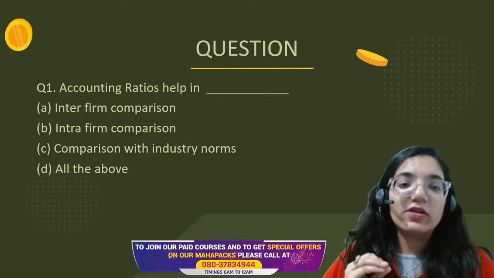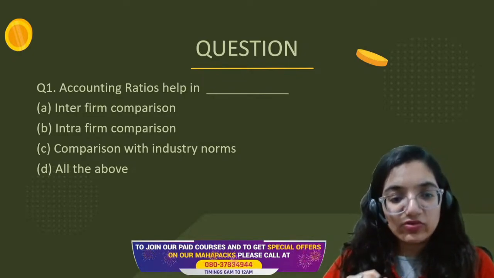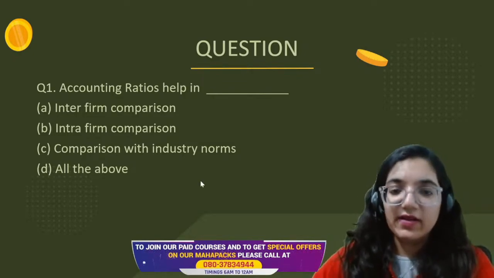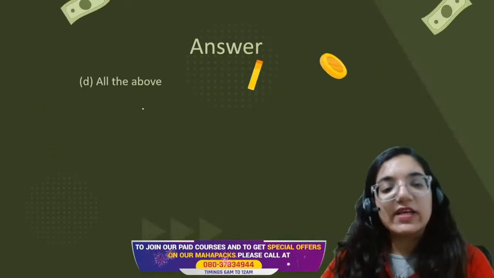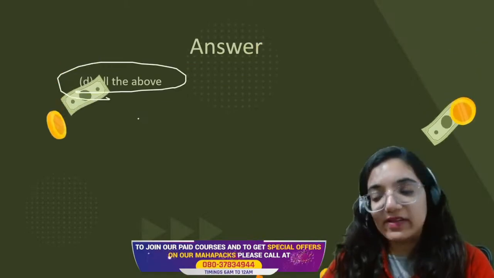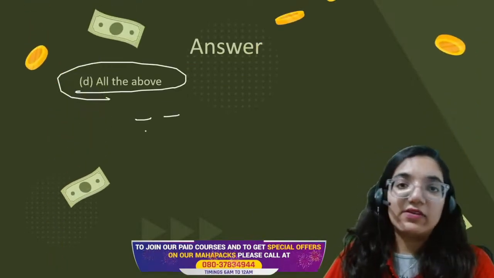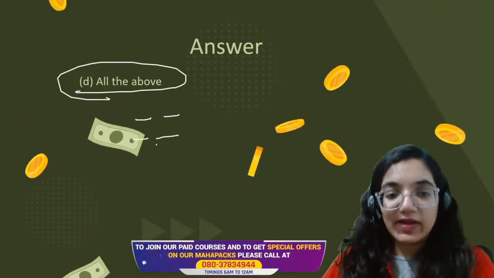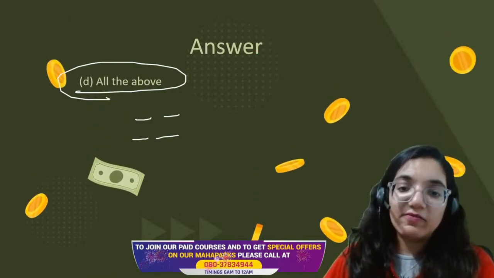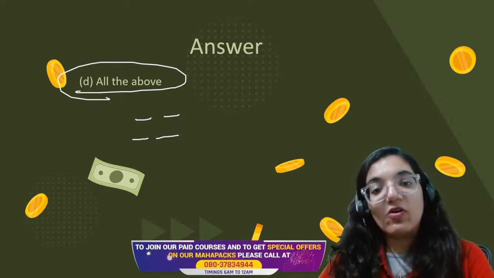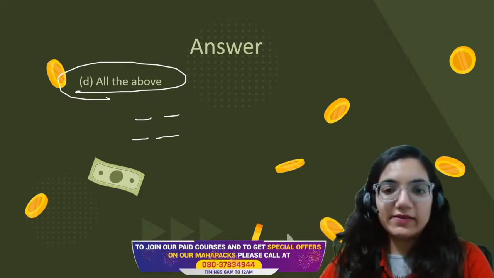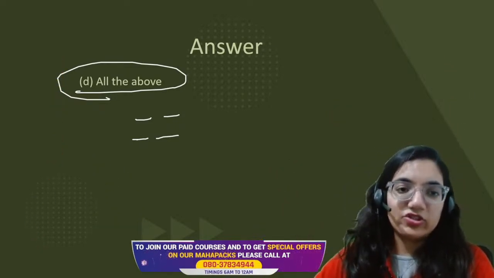When we talk about accounting ratios, it is something which includes everything. That means it includes all of these. It allows inter-firm comparison, that is comparison within the firm. Then intra means within two firms you can compare, and it also helps you to compare with the industry norms as well. So it is completely covering all of these together, right? Okay. Next question.